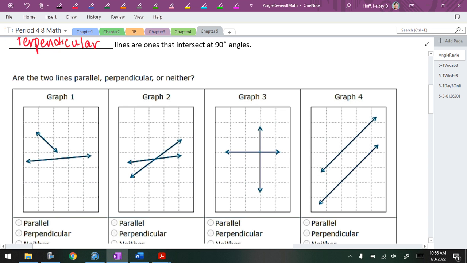So take a minute on your own and identify what type of lines those four are. Identify those four types of lines right now for me, please. Perpendicular has to cross at 90.